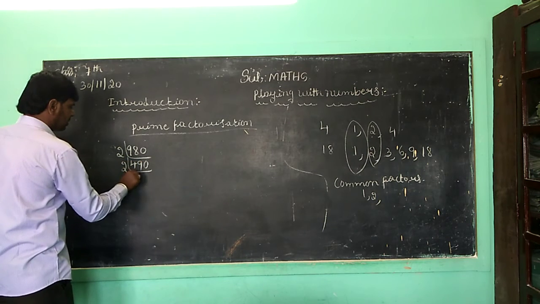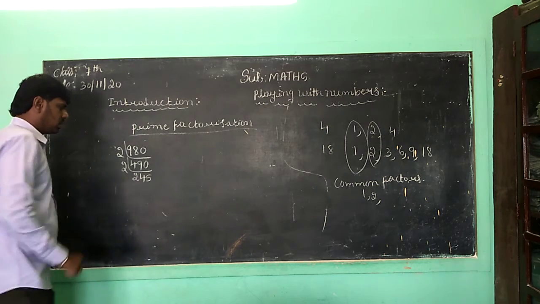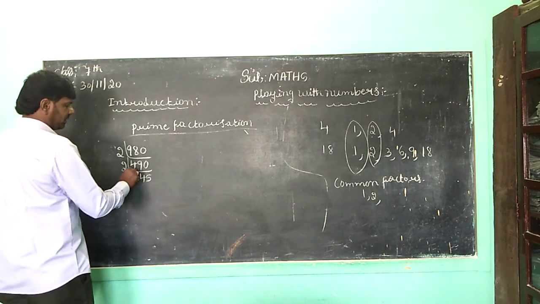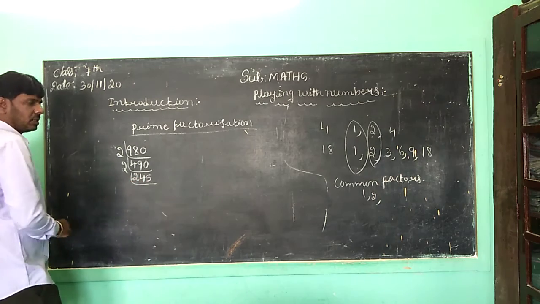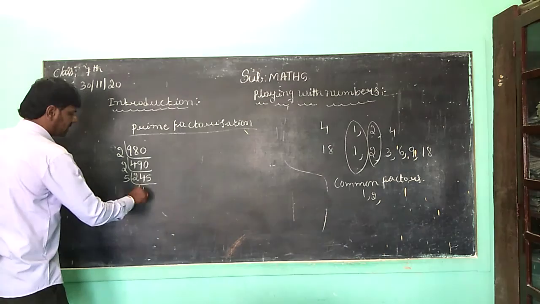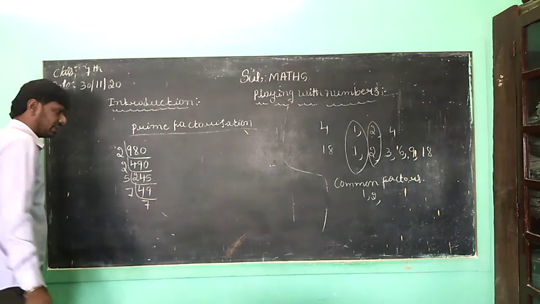Children, next: 2 2s are 4, 2 4s are 8, and 2 5s are 10. Correct, children? This 45 cannot be divided by 2 and 3. So, children, now you want to take 5. 5 4s are 20, 5 9s are 45. So next you want to write 7. 7 7s are 49.